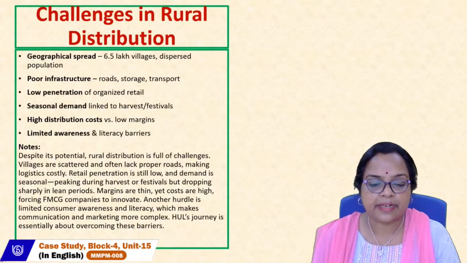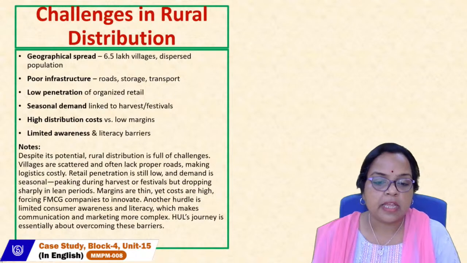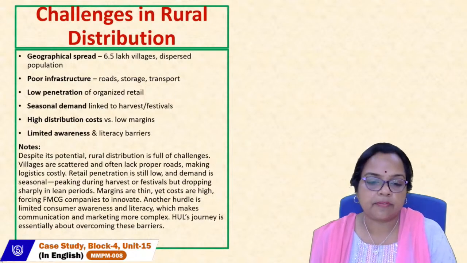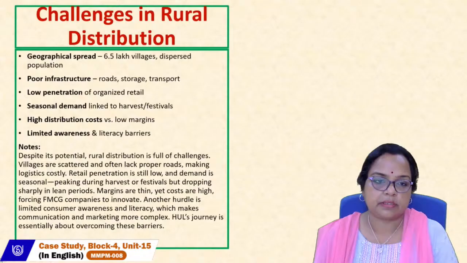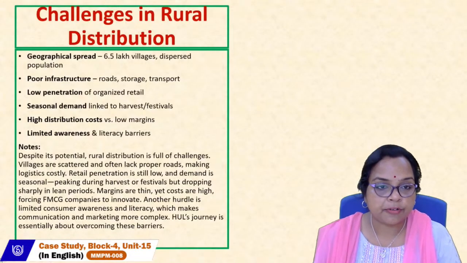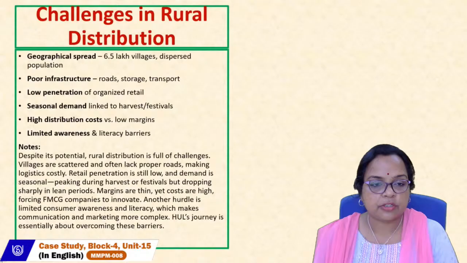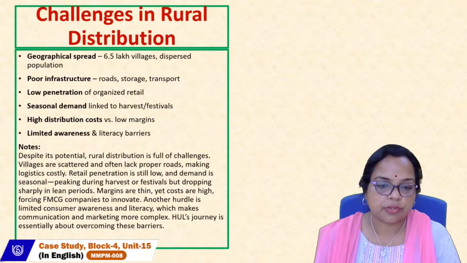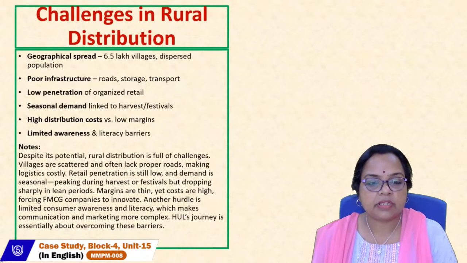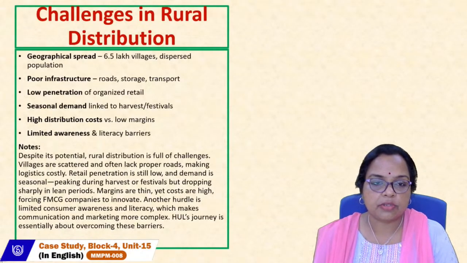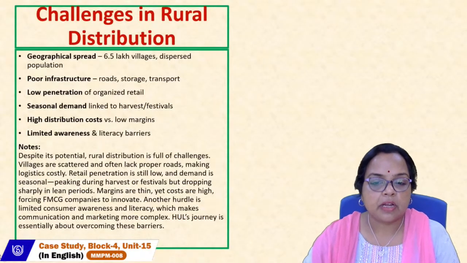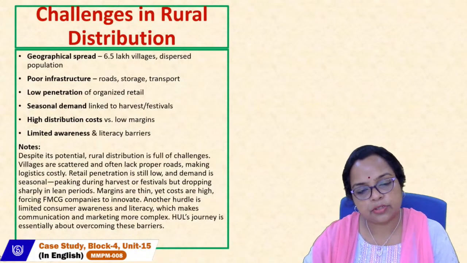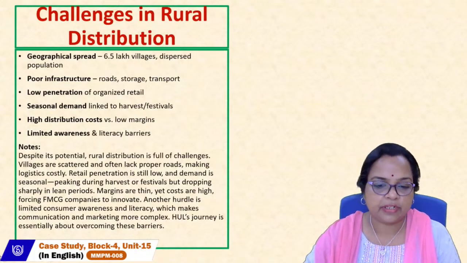When HUL decided to enter the rural market, it understood all the difficulties of entering a rural base: geographical spread, poor infrastructure, low penetration, seasonal demand, high distribution cost versus low margins, and limited awareness and literacy barriers. These are all challenges to the distribution system of any FMCG company. HUL understood this clearly and innovated a few strategies that we are going to discuss.